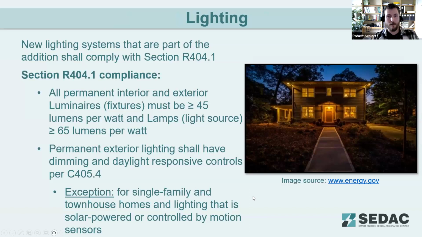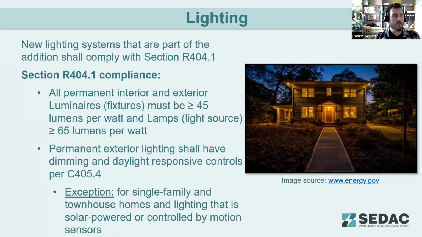Lighting, new lighting systems that are part of the addition shall comply with section R404.1. All permanent interior and exterior luminaires, fixtures must be at least 45 lumens per watt, and lamps must be at least 65 lumens per watt or better in efficiency. Permanent exterior lighting shall have dimmable and daylight responsive controls per C405.4. And then there is an exception to that requirement for daylight responsive controls for single family and townhouse homes and lighting that is solar powered or controlled by motion sensors.